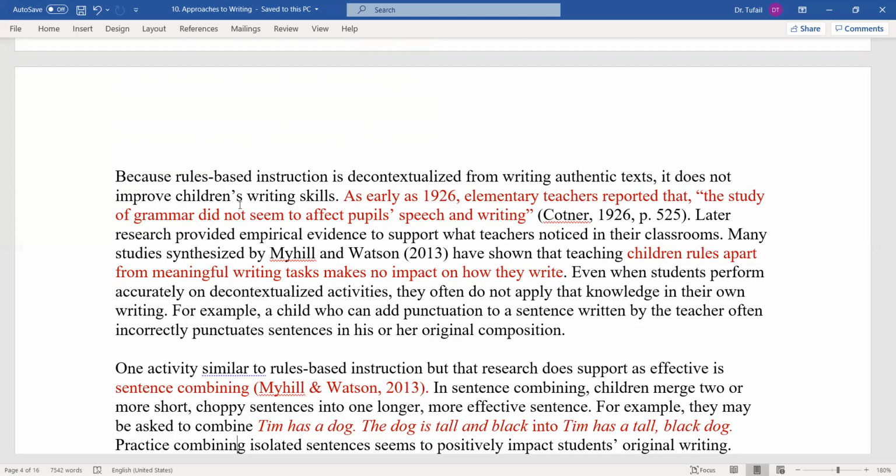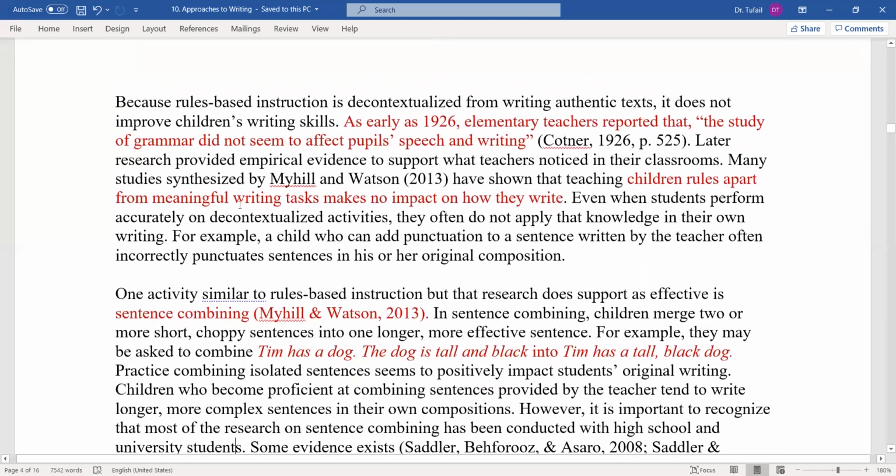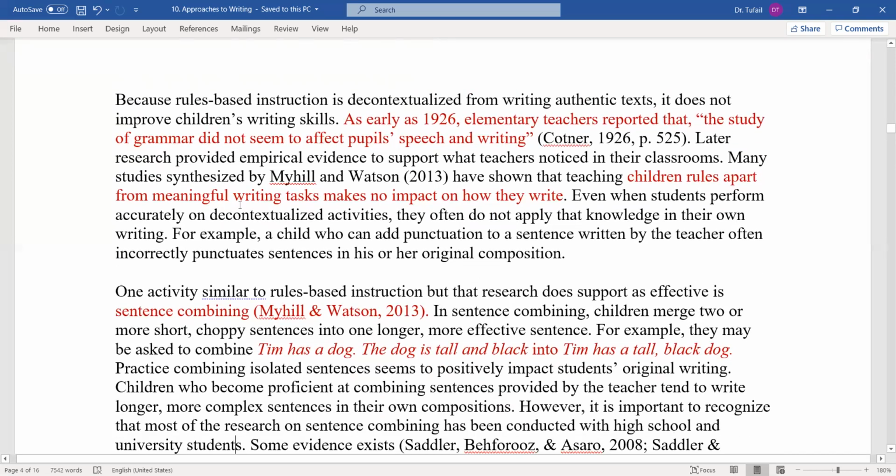Now see, all these research studies show that just teaching rules to students does not help them until they are allowed to write with real meaning in a context, rather than teaching rules in isolation.